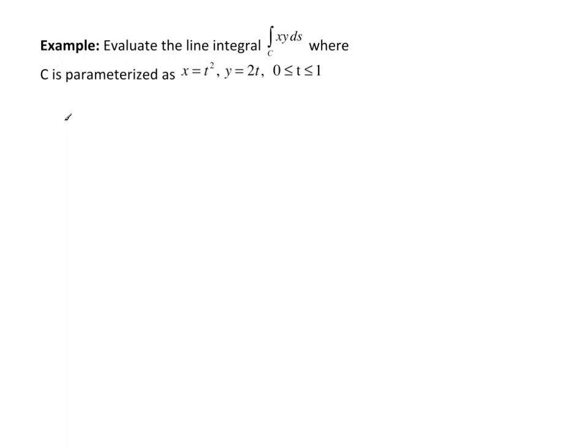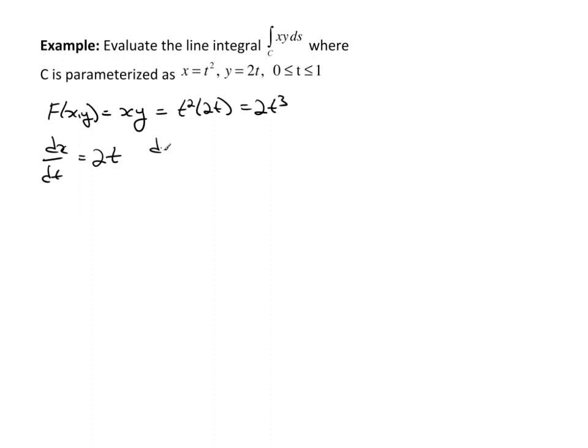So looking at the pieces that I'm going to need, first of all, f of xy equals xy in this case, which is going to be equal to t squared times 2t, which is 2t cubed. dx/dt equals 2t. dy/dt simply equals 2. So now I can take a look at this integral.